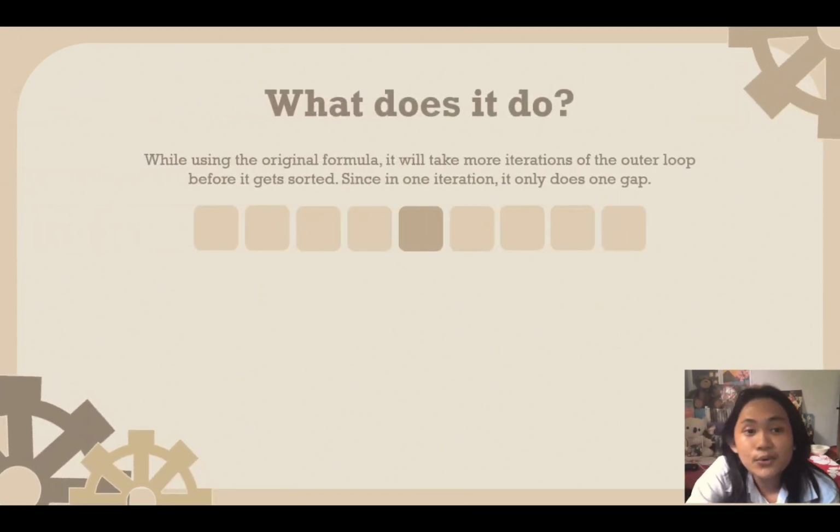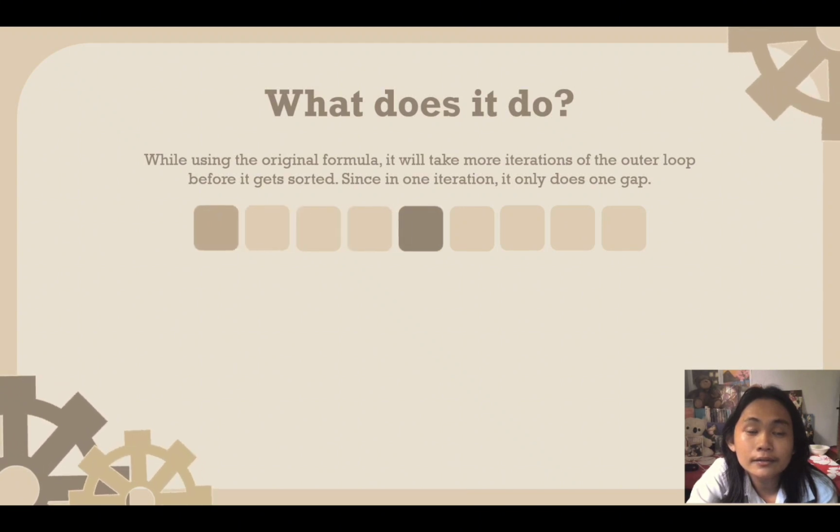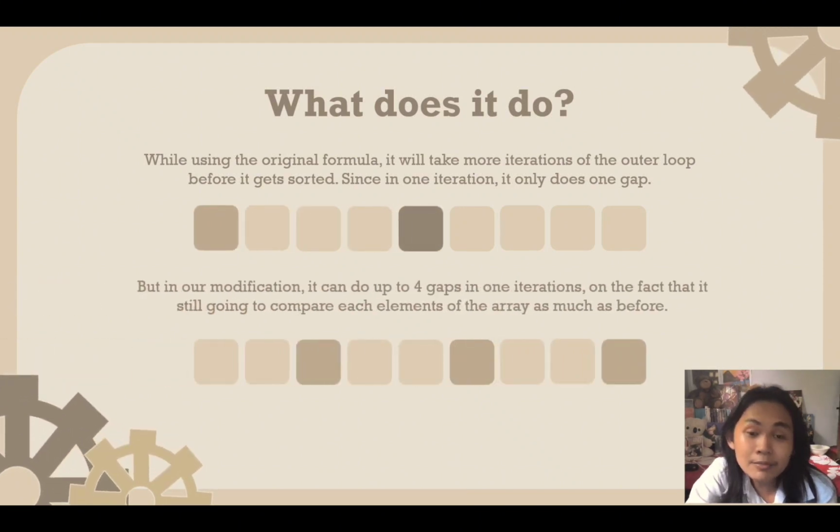So what does it do? While using the original formula, it will take more iterations of the outer loop before it gets sorted, since in one iteration, it only does one gap. But in our modification, it can do up to 4 gaps in one iteration, on the fact that it's still going to compare each element of the array as much as before.